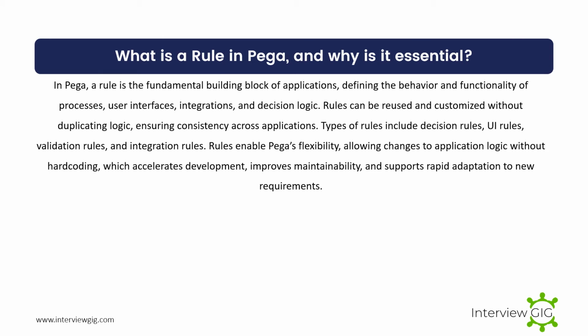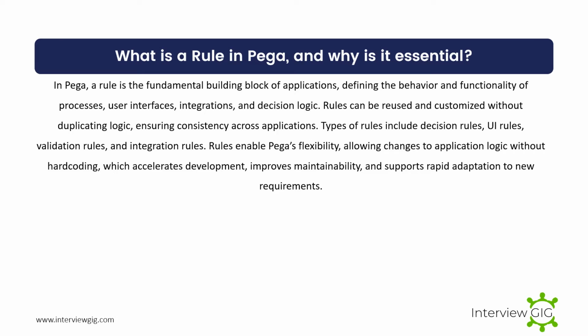What is a rule in Pega and why is it essential? In Pega, a rule is the fundamental building block of applications, defining the behavior and functionality of processes, user interfaces, integrations, and decision logic. Rules can be reused and customized without duplicating logic, ensuring consistency across applications.